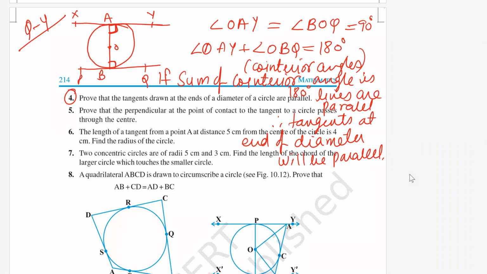Question 4, you have to draw the figure this way, and angle OAY equals OBQ equals 90 degree because AO is radius and XY and PQ are tangents. So by theorem, radius is perpendicular to the tangent, and this way you have to do this question. Is it clear to everybody?